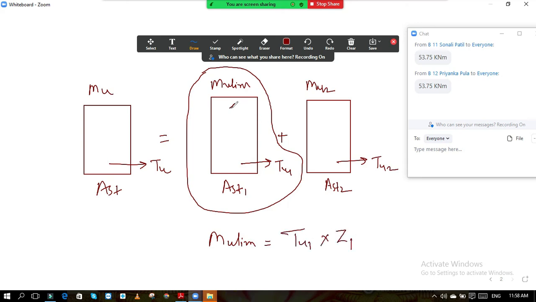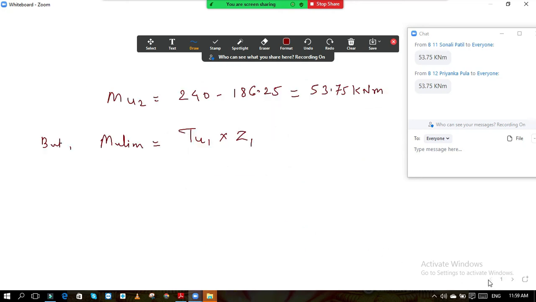Z1 is the lever arm. Somewhere here your CU1 is there, and the distance between CU1 and TU1 is nothing but Z1. So now MU limiting is TU1 into Z1. Now what is the value of that?